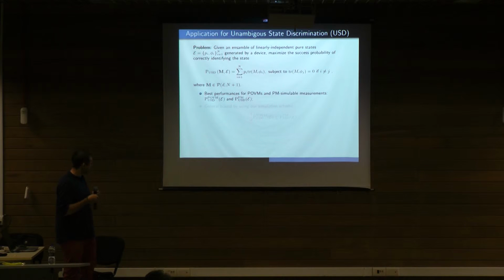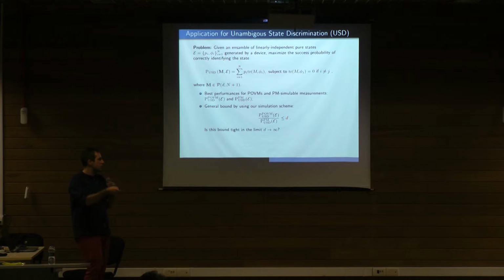In general, when you take the best strategy using generalized measurements, you can simulate this strategy via projective measurements with success probability 1 over d. And that would be some strategy that uses projective measurements alone, and therefore you have this kind of bound for the optimal success probability with the usage of projective measurements. Or when you tweak it, it means that the ratio of the success probability when you use the optimal measurement to the optimal projective measurement is at most d. And I'm interested in the question whether this bound is tight in the limit of large dimensions.